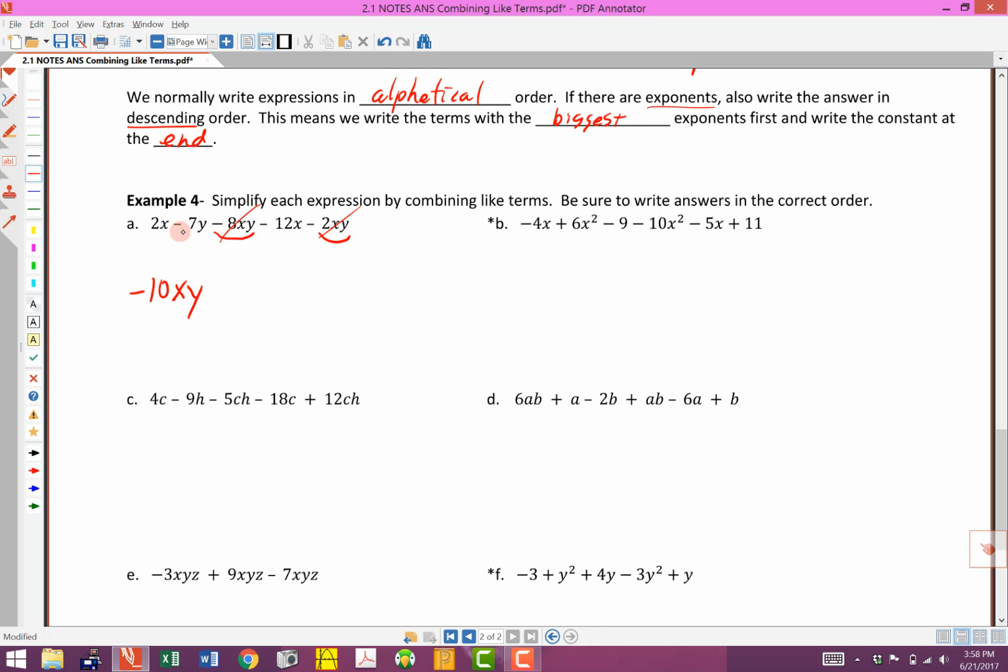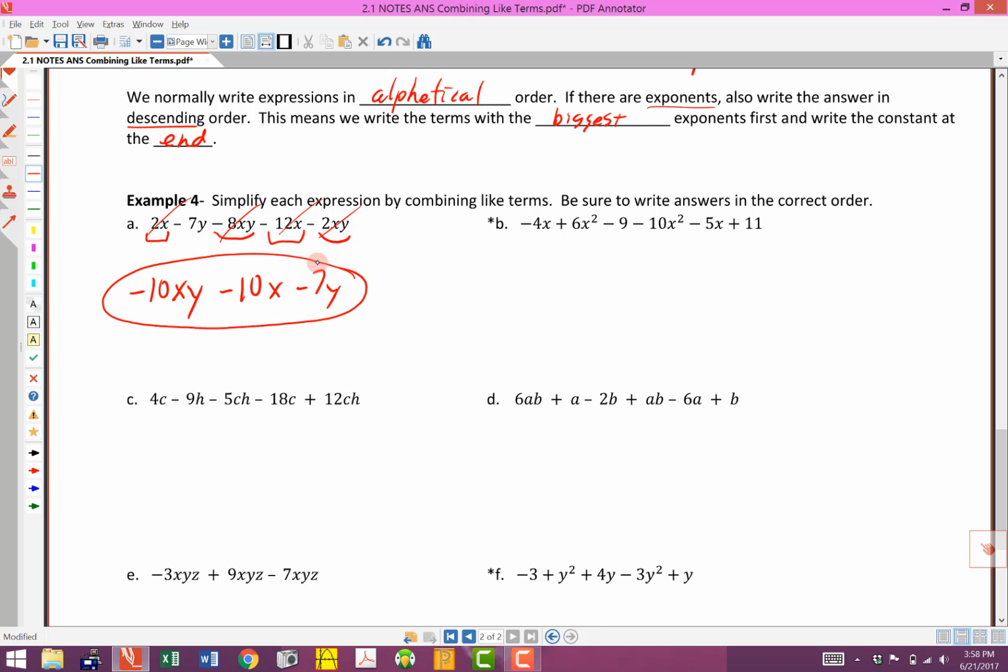Then of the terms that are left, I've got x, y, and x. Alphabetically speaking, the x's would come next. We'll use the rules for combining integers. Different signs, so we're going to find the difference. The difference is negative 10 with an x on it, so we're done with those. And then there's nothing to combine this with, so we just have negative 7y.